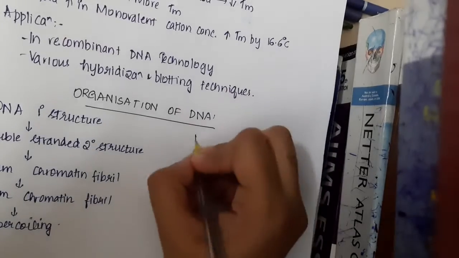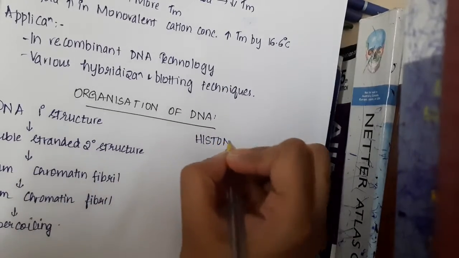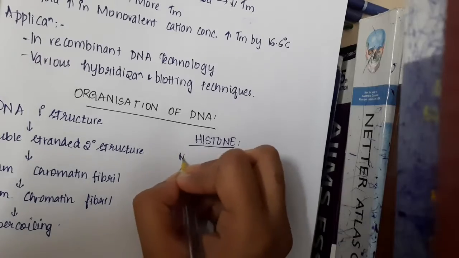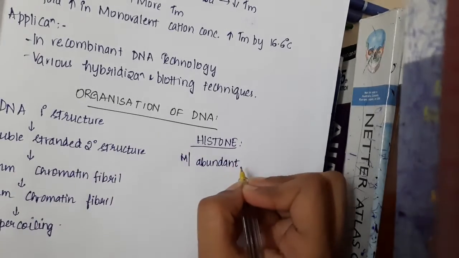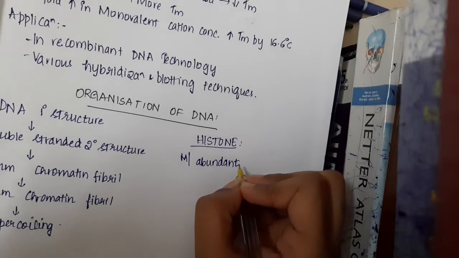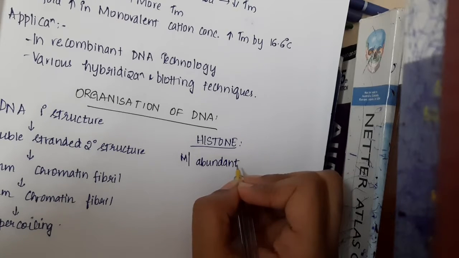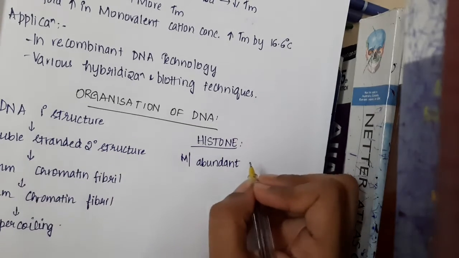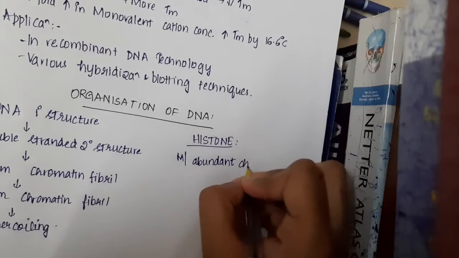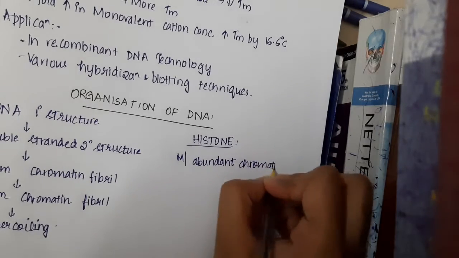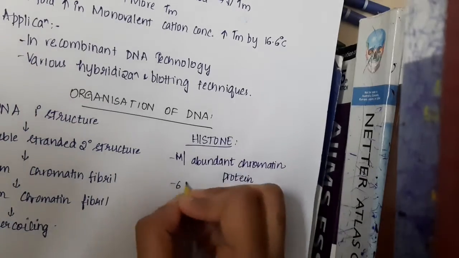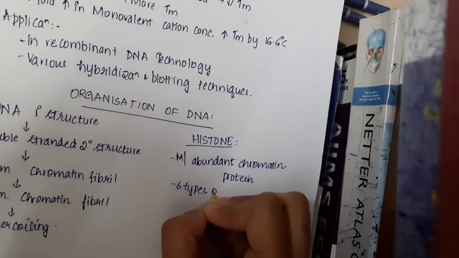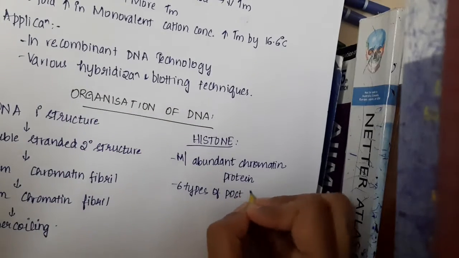This is the most abundant chromatin protein, and it has almost 6 types of post-translational modification. These histone proteins are classified into 2 types: one is the core histone protein and one is the linker histone protein. The core histone protein is an octamer, meaning there are 2 each of H2A, H2B, H3 and H4. These are core histone proteins, and they form an octamer. It's like a cylindrical structure, and on this core cylindrical structure, the double helix DNA is wound.